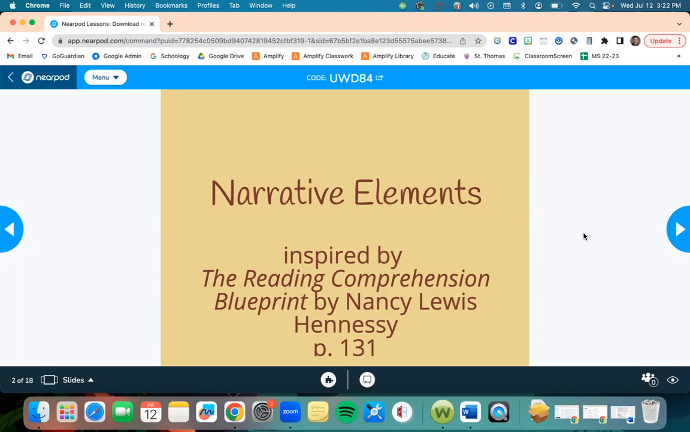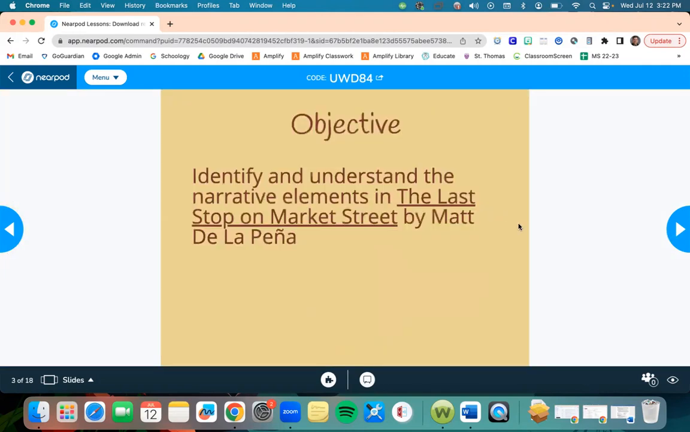So what I would do as the teacher here is start with the objective for today and tell students, today our objective is to identify and understand the narrative elements in Last Stop on Market Street by Matt de la Peña. Now, at this point in the unit, students would already be pretty familiar with narrative elements. We'd have spent a few lessons on it already.